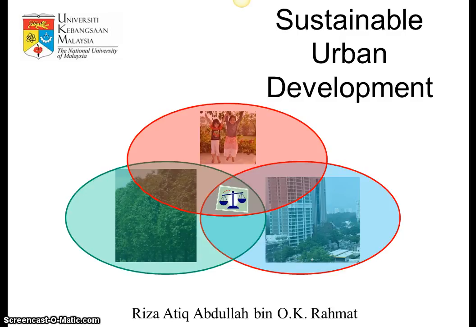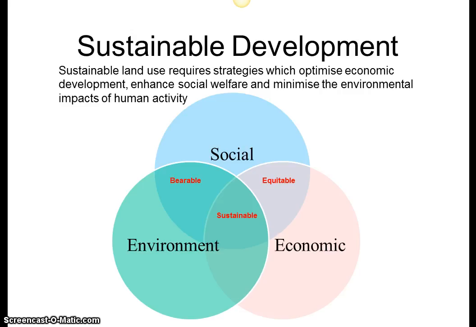Today we are going to talk about sustainable urban development. Okay, sustainable land use requires strategies which optimize economic development, enhance social welfare, and minimize the environmental impact of human activities. So you can see it consists of three areas: social life, environment, and economy. And in the middle is sustainable development.